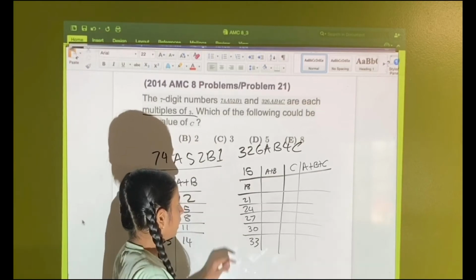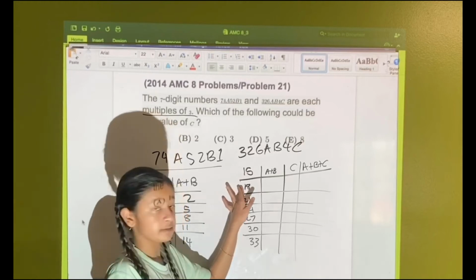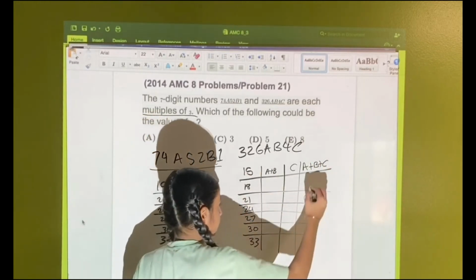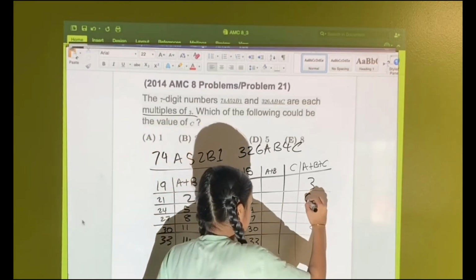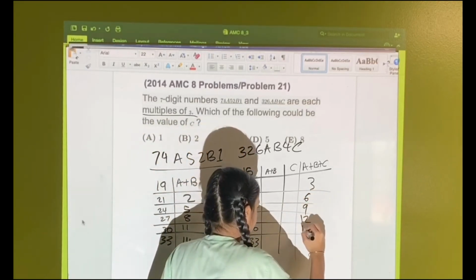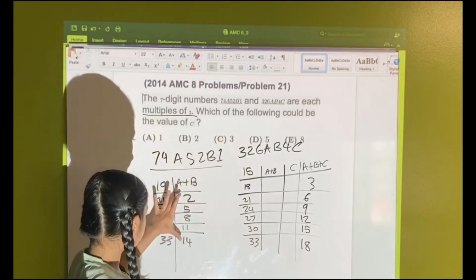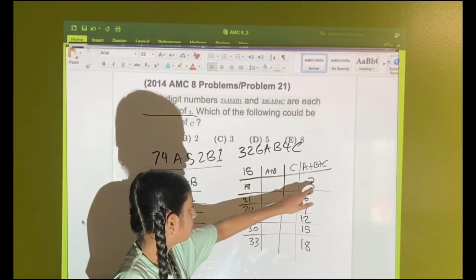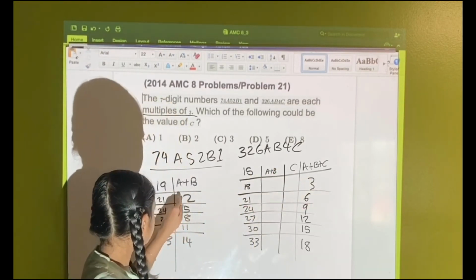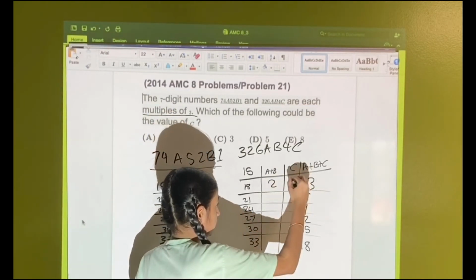So now, if this is 15 and has to become 18, that means this is 3. And just like we're going 3 more, we're going 3 more here: 3, 6, 9, 12, 15, 18. Now here are the possible values of A plus B. So for here, the total has to be 3, and possible A plus B is 2. If A plus B is 2, 3 minus 2, C is 1.